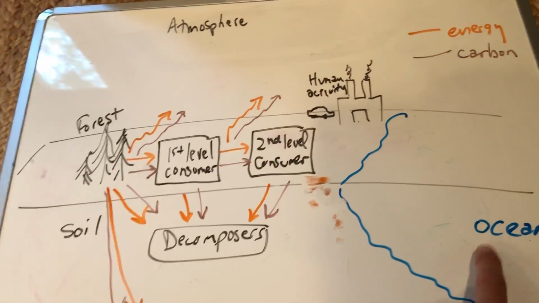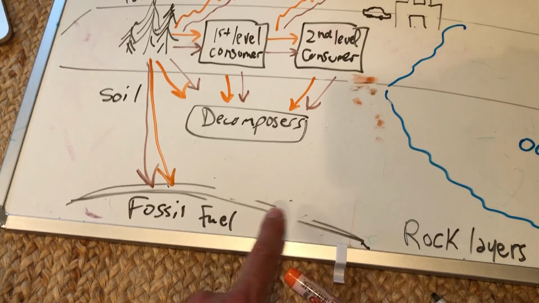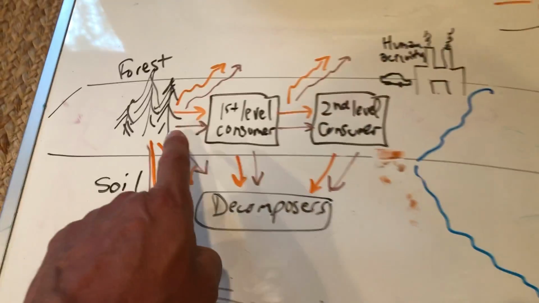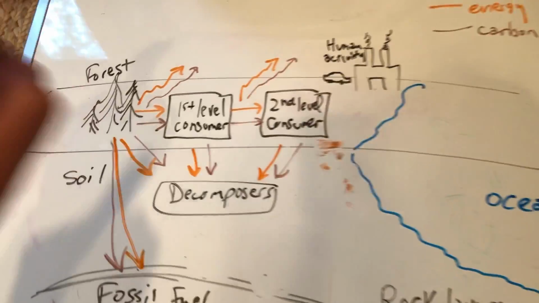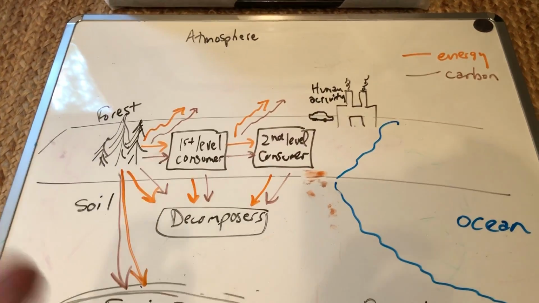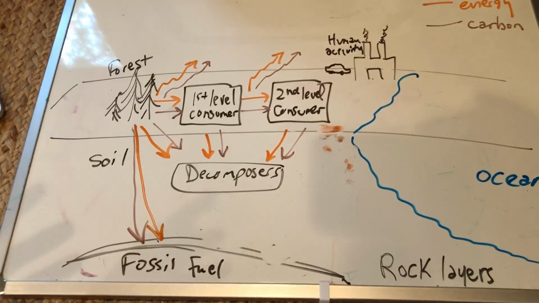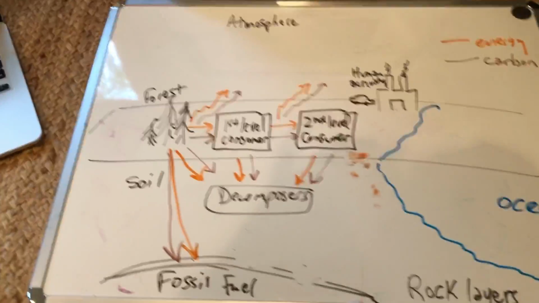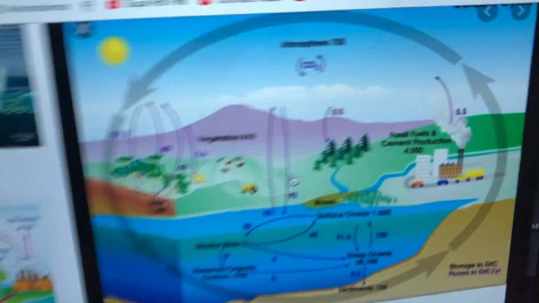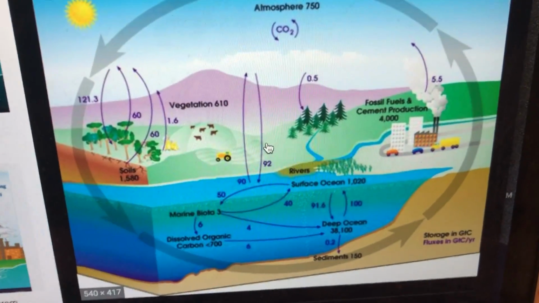The ocean is a sink, right? Rock layers of the earth would be a sink. Fossil fuels would be a sink. Forests are a sink. Carbon sinks are where carbon is stored for a long time. It's not moving fast in its cycle. Fluxes are the opposite. Fluxes are where carbon is being transferred. And in a diagram like this, you can see those arrows showing those fluxes, right?